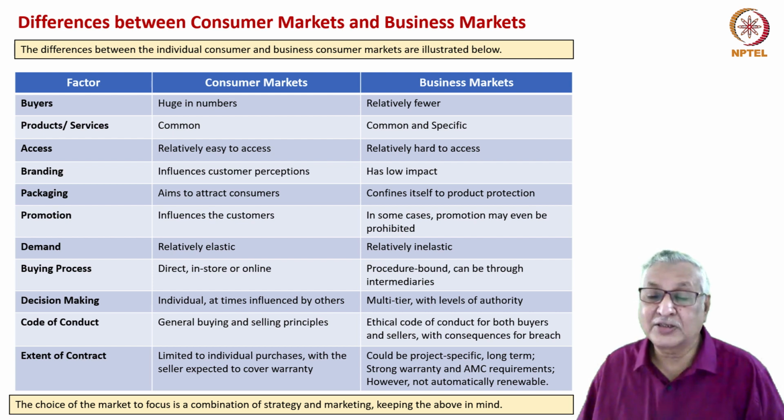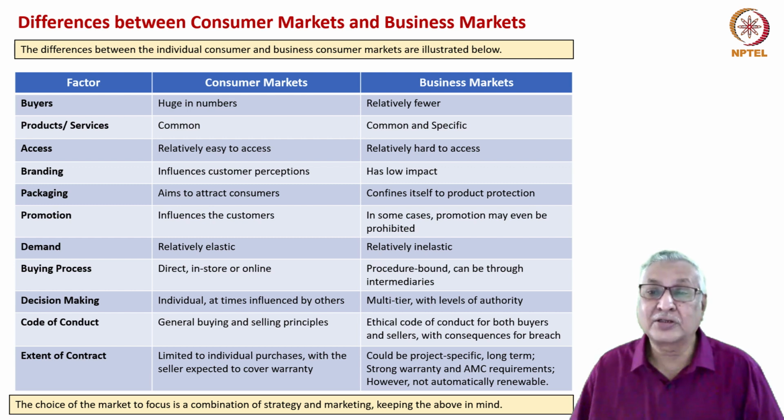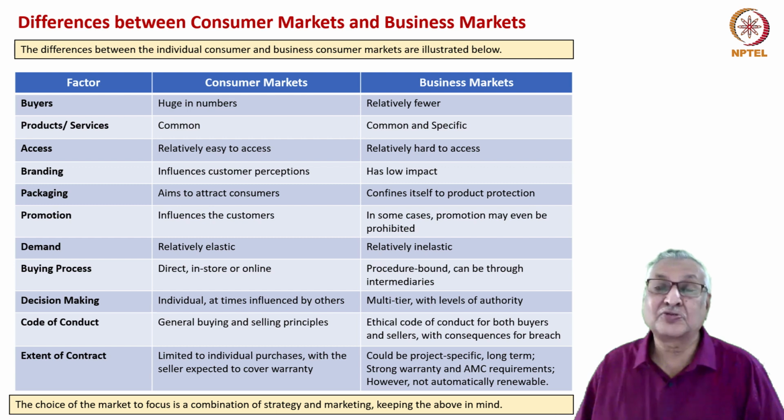Whereas in business markets, the code of conduct is governed by ethical considerations explicitly. For example, the vendor has to sign a code of conduct with the business administrator saying that he would not be indulging in any corrupt or unhealthy practices. So both buyers and sellers have to conform to an ethical code of conduct in the buy sell transaction, and consequences would be there for breach of those agreements.